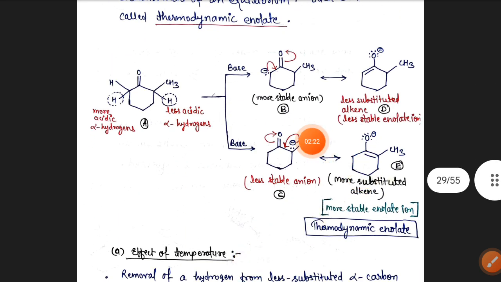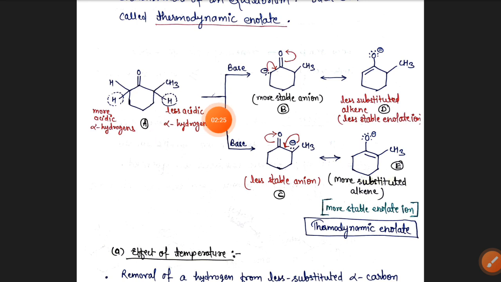So the mechanism is this: the alpha hydrogen on the CH3 side is less acidic, because the CH3 group has a plus I effect which pushes electrons towards this carbon, but these other hydrogens are more acidic. In path 1, the more stable anion is this one, with the more substituted alkene, while the less substituted alkene gives the less stable enolate ion. Since the most substituted alkene is present here, this is the thermodynamic enolate.